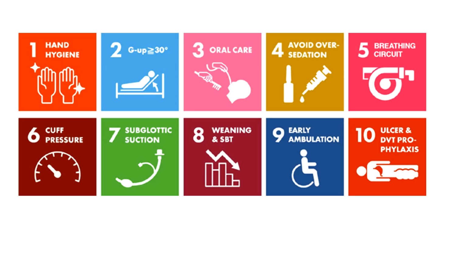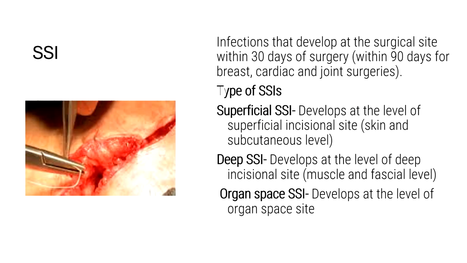Hand hygiene is a must in each and every case. To prevent ventilator associated event, raise the head of the bed to more than 30 degrees, oral care with 2% chlorhexidine, avoid oversedation, give ulcer and DVT prophylaxis, the breathing circuit should be maintained, cuff pressure should be optimum, regular subglottic suction should be there, and check for early weaning of the ventilator.